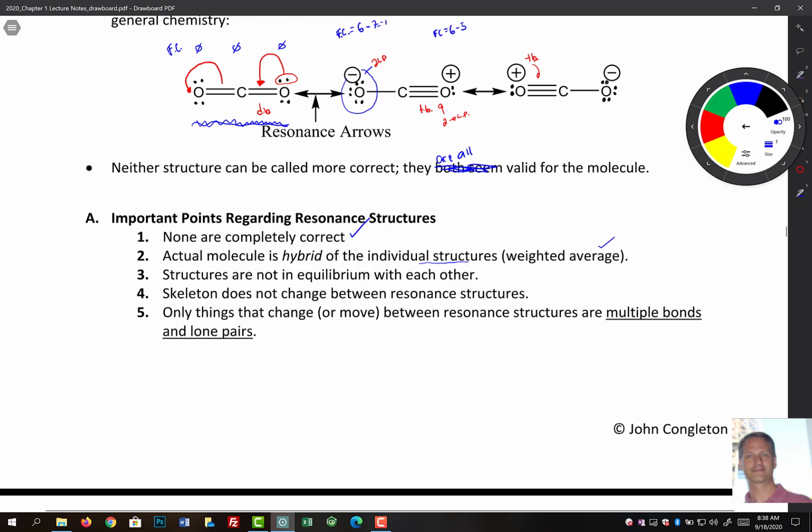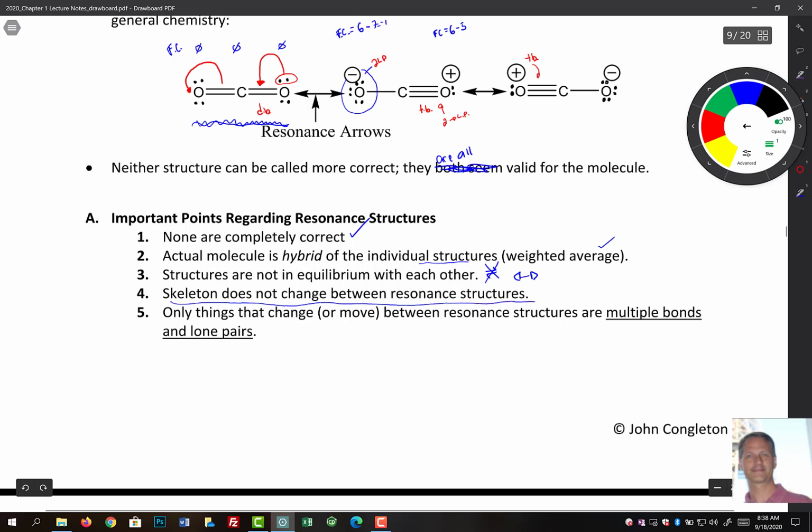The other thing is that the structures are not in equilibrium with each other. So just a little note here, we don't use this type of arrow. Those are equilibrium arrows. So we're not going to use that. What we want to use is resonance arrows, which is this. And then the other thing is that the skeleton does not change between resonance structures.